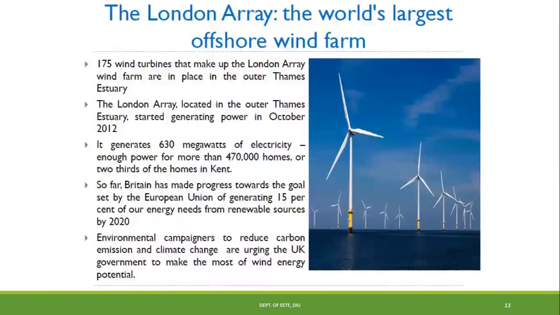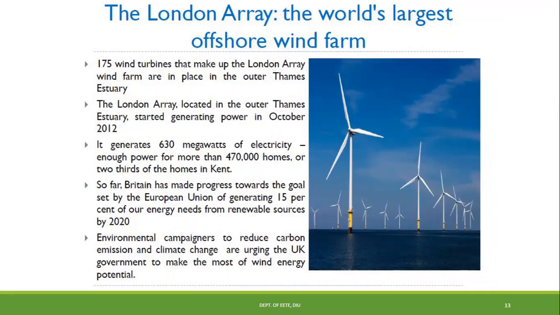You see an example. This is the practical London Array, the world's largest offshore wind farm. It has 175 wind turbines in the Thames River, London, and it generates 630 megawatt, huge electricity, and it provides more than 470,000 homes, two-thirds of the homes in Kent city.